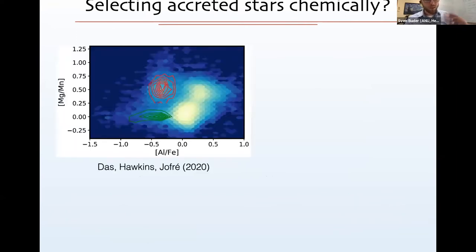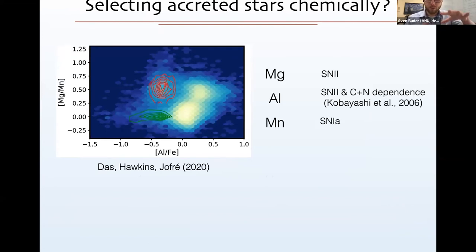But the one that I want to focus on is actually how we can select accreted stars chemically. And this is where Paul Das, Keith Hawkins and Paolo Hoffre have done amazing work, trying to look at how we can combine element abundances like magnesium, aluminium, manganese, which are produced by supernovae type 2 and 1a. And they have been able to identify accreted stars in the top left of this diagram and been able to do a purely chemical selection.